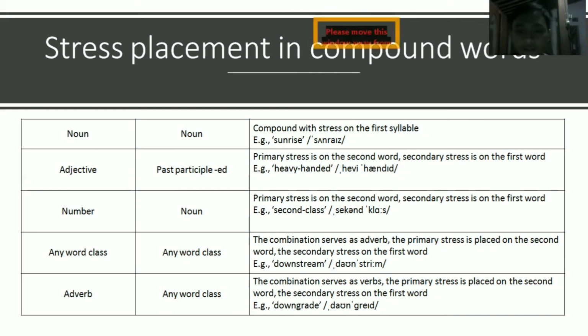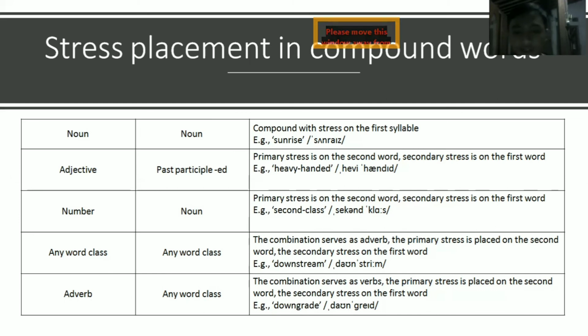The combination serves as an adverb. The primary stress is placed on the second word. The secondary stress is on the first word. For example, downstream.